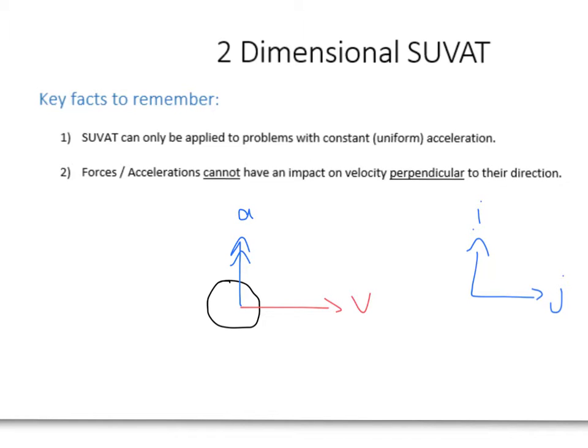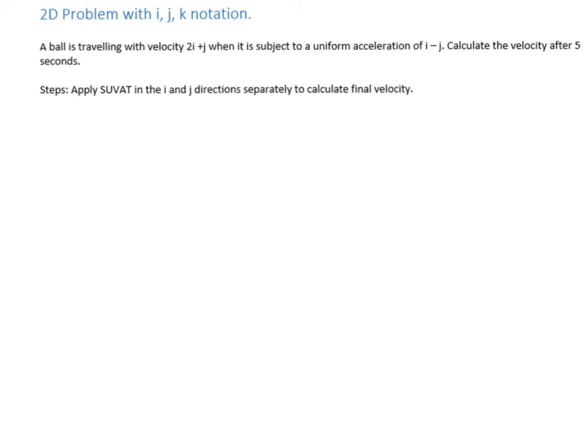So let's have a look at an example of this with ijk notation. So we've got a ball travelling with velocity 2i plus j, and it's subject to a uniform acceleration of i minus j. And you want to know what the velocity is, or the final velocity if you like, after 5 seconds. So we need to do this in the i and j direction separately, and then we can combine those 2 together to give the overall.